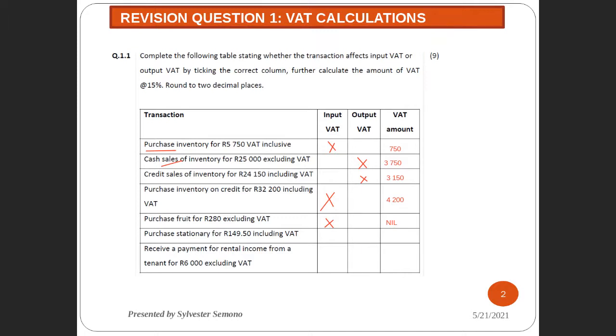Okay. Please try purchase of stationery for 149,250 including VAT. Tell me whether it's input and whether it's VAT. How much is the VAT amount? Okay, 1950, Hana, output. I know. Okay, 1950. Thank you so much for that. 1950 output. Those who just said output, guys, are you buying or are you selling here? Tell me. Remember, I told you that you must check. So you said it's 1950. I'm going to write 1950 here.